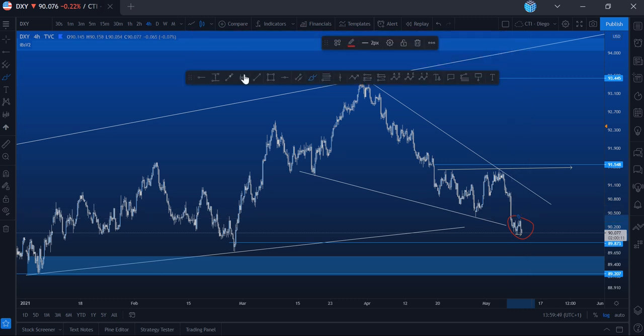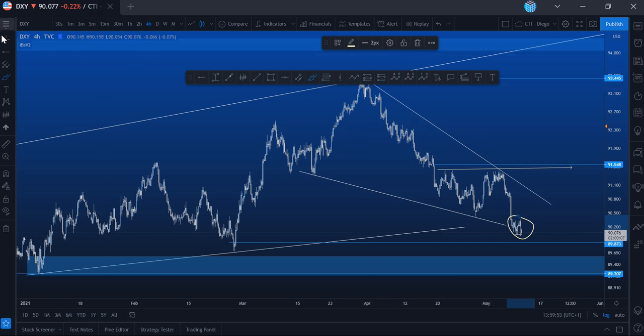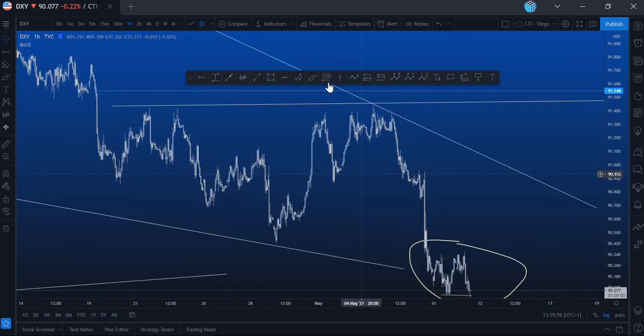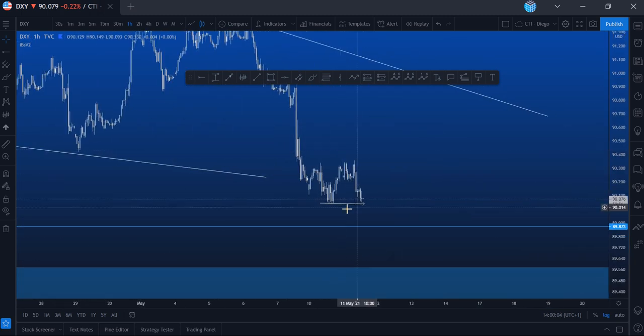Let me just remove this to a yellow. There we go. So if we zoom into the 1 hour time frame now, what is actually happening? So we can see potential equal lows, and we also have some equal highs just at the top, as you can see.